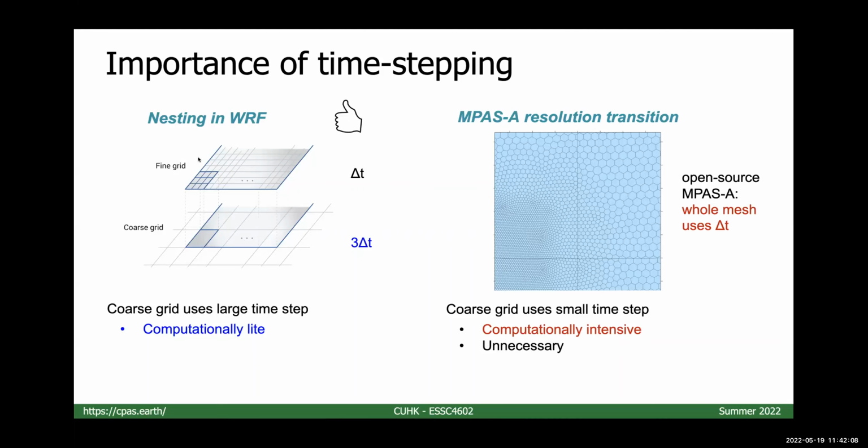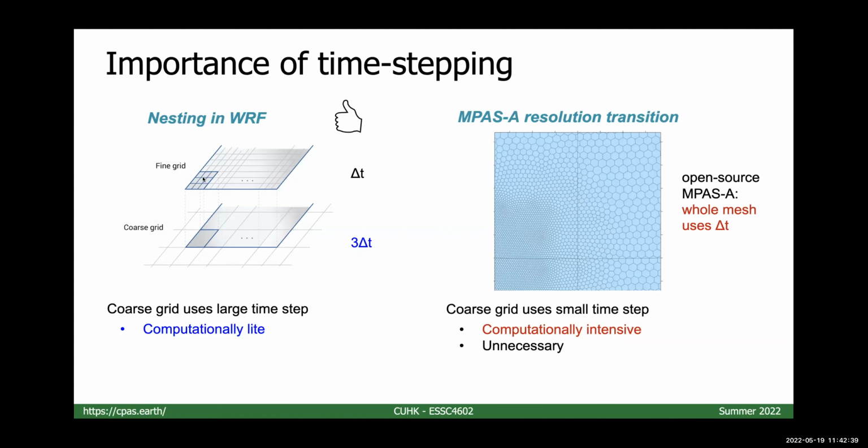So consider the case of domain nesting. You have a fine grid, which has a finer resolution here. The grid is visualized, and it corresponds to a smaller area of the coarse grid. And as you see, one cell in the coarse grid corresponds to 9 cells in the fine grid. This is the usual practice.